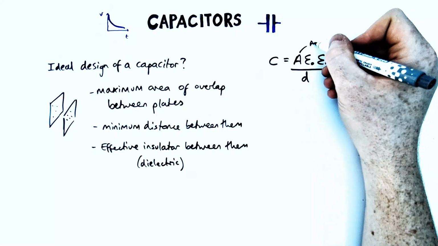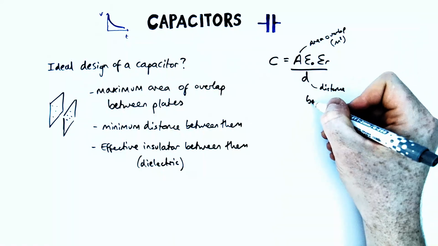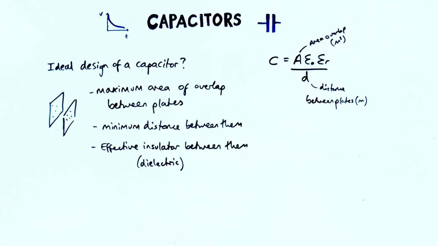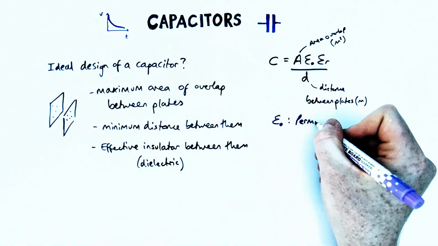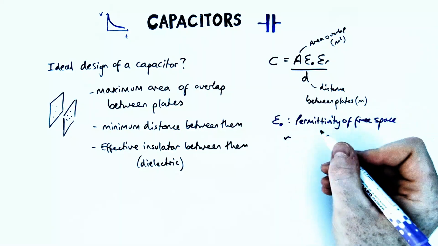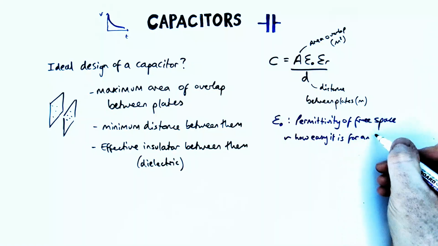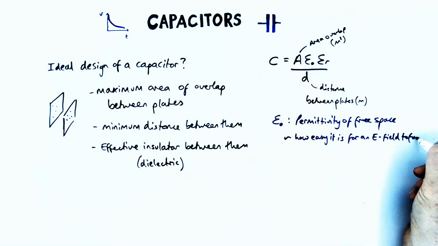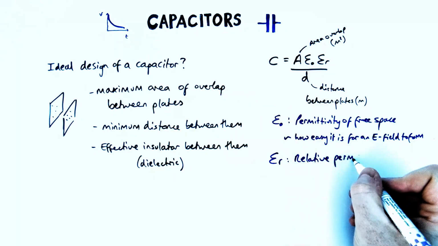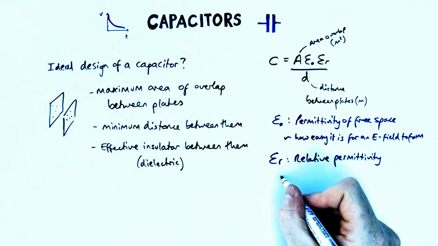So the equation for capacitance involving those parameters is C equals the area of overlap in meters squared times the permittivity of free space times the relative permittivity, all divided by the distance between the plates. So you should know those relationships to be able to answer questions about this. Permittivity of free space is a measure really of how easy it is for an electric field to form. It's a constant on your equation sheet, 8.85 times 10 to the minus 12 farads per meter.